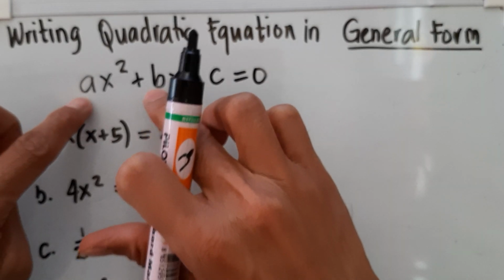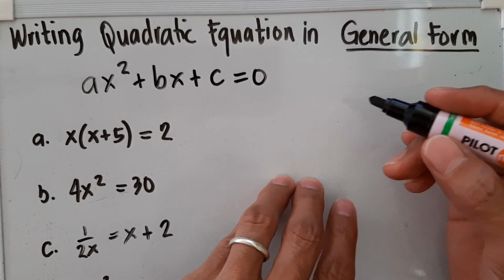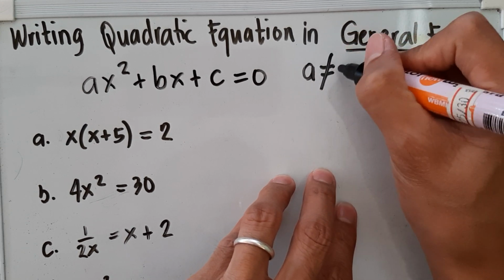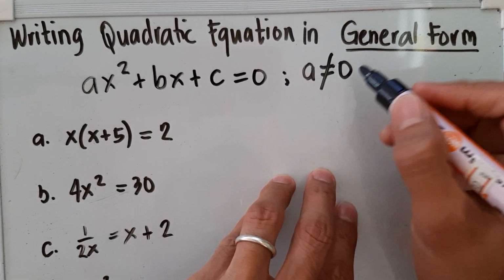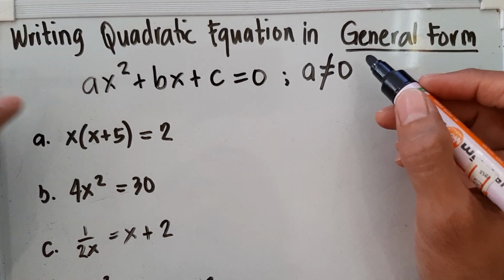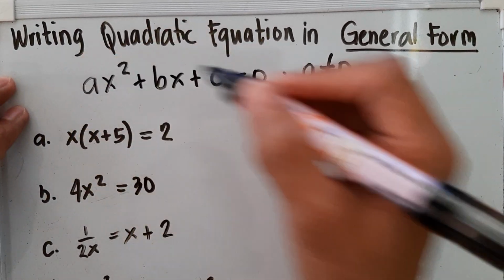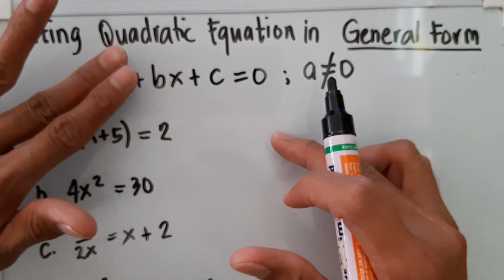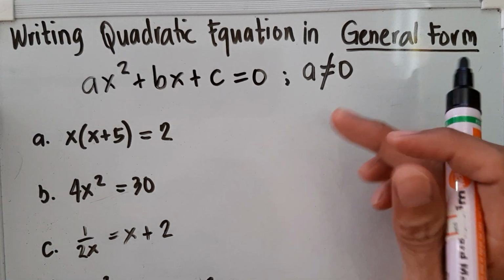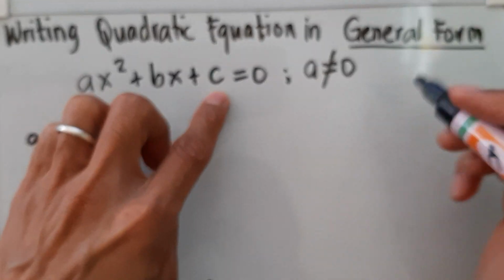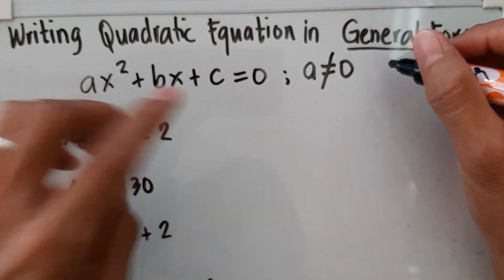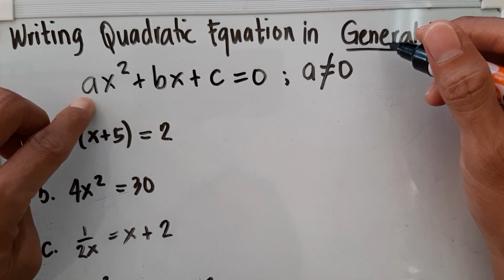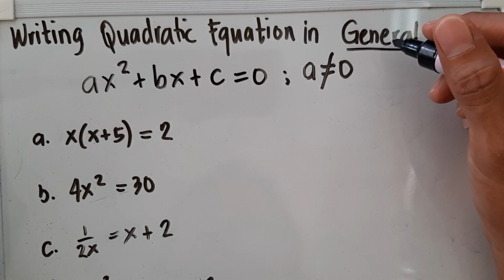A, B, and C can be any real numbers, okay? But make sure that your A should not be equal to 0, because when A is equal to 0, this term becomes 0. If this term becomes 0, then it is no longer quadratic because it is a degree 1 equation. Understand? So A should not be equal to 0. Your B and your C can be 0, that's fine, no problem. As long as this should not be equal to 0. It can be a negative number but not 0.